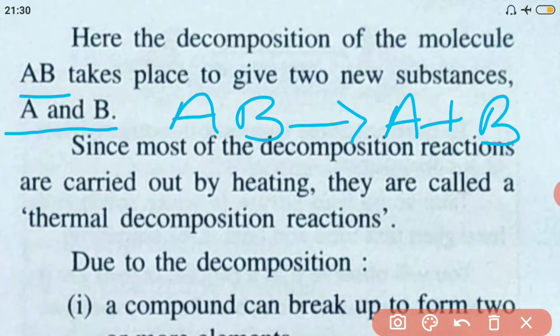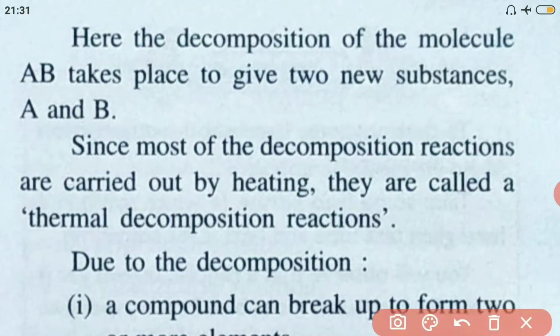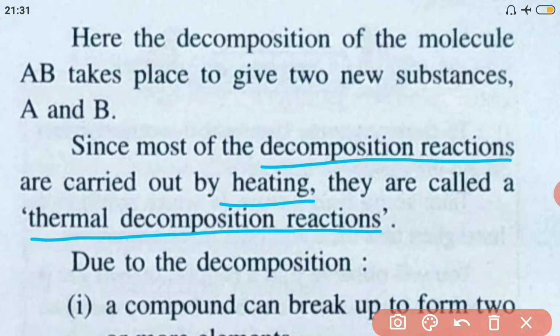Now, since most of the decomposition reactions are carried out by heating, generally decomposition reaction takes place because of heating. They are called thermal decomposition reaction. Thermal means heat, right? So the other name for decomposition reaction is thermal decomposition reaction, right? Generally, not all of them.